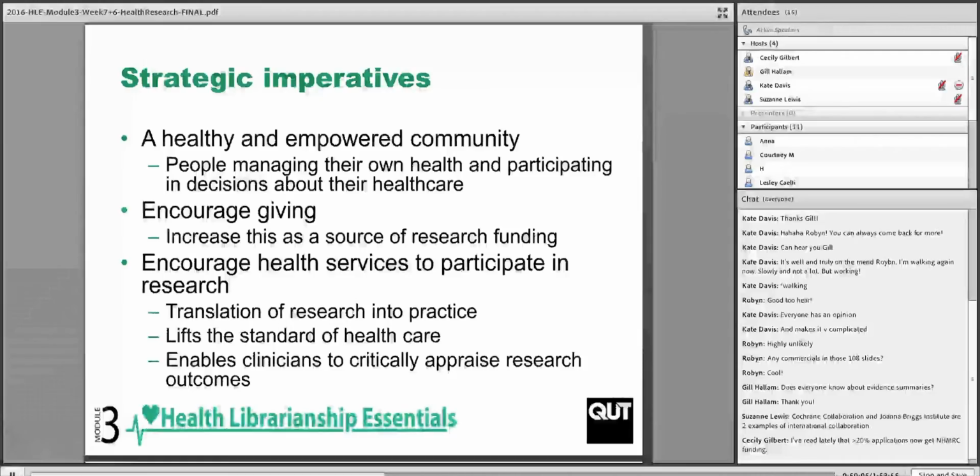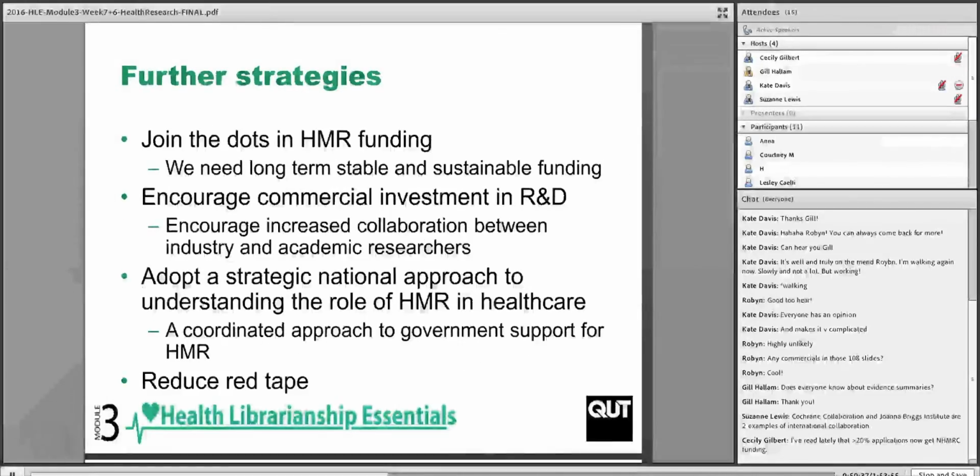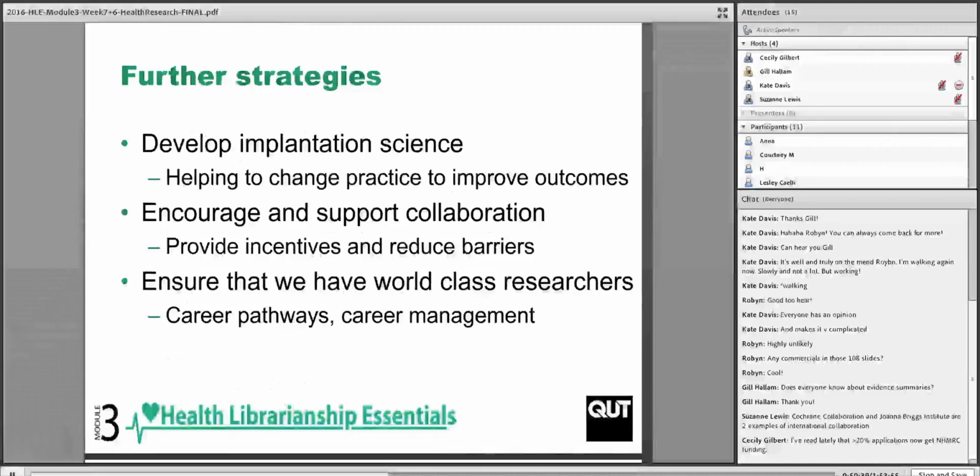So encouraging health services to get directly involved in some of the research activities can be that translational area, research being translated into practice. Looking at the ways in which clinicians can critically appraise research outcomes. There's a big push in medical courses, where critical appraisal is a big ticket item, to ensure that the students who graduate have those skills, because it's going to be so important in their work.